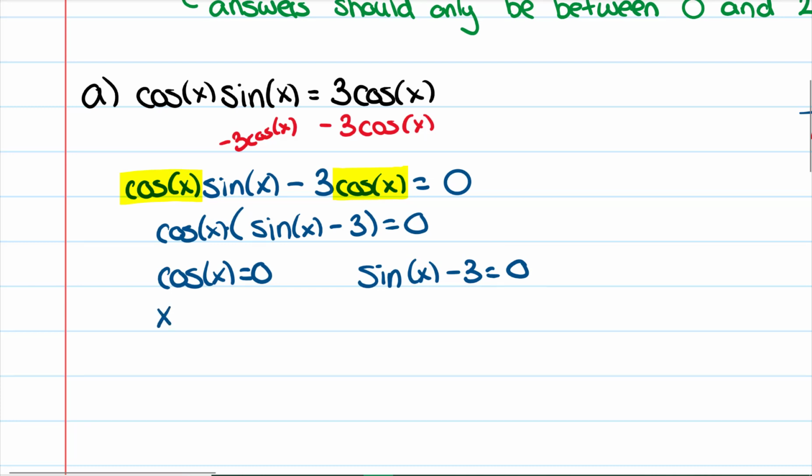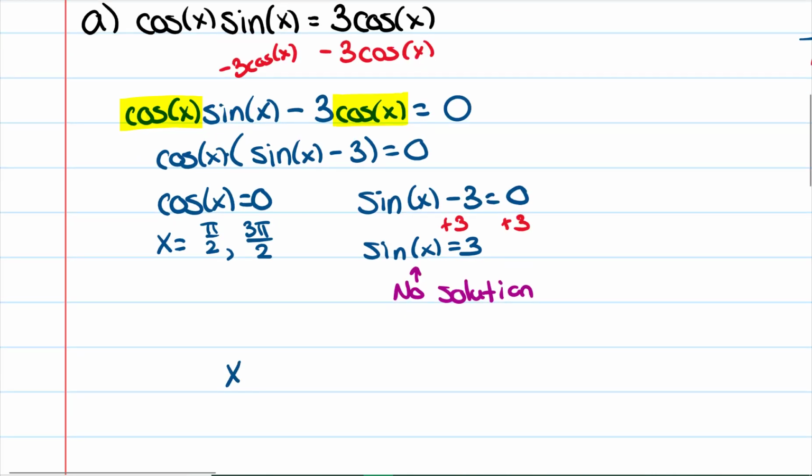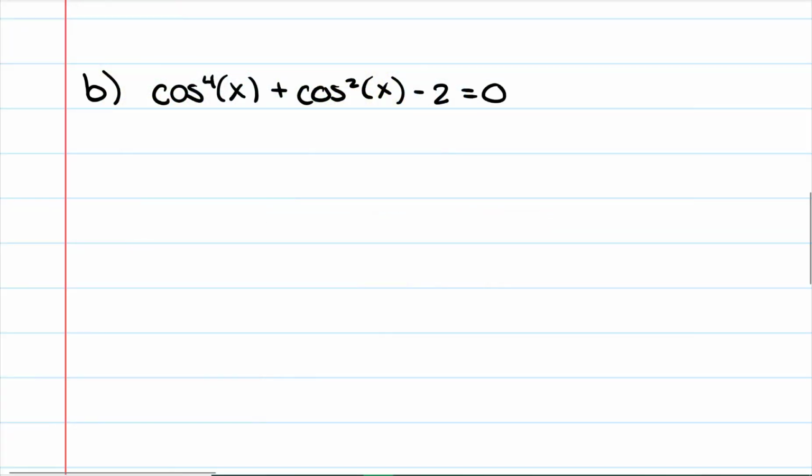And now that they're both set equal to 0, we can solve this pretty quick. Cosine of x equals 0 when x is equal to pi over 2 and 3 pi over 2. And then for this one, you add 3 to both sides, and you get sine of x is equal to 3. Now remember, the largest output that we can have for sine and cosine is 1. So this one is no solution. So our final answer is simply just pi over 2 and 3 pi over 2.